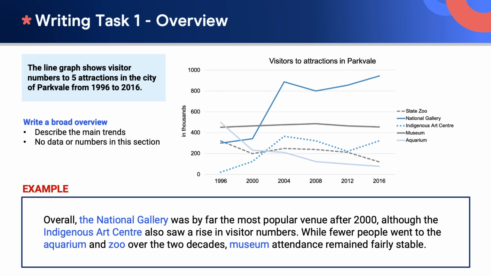Did you notice that the sample mentioned all 5 of the attractions? For a good score for task achievement, it is essential that all elements are mentioned. If you run out of time to go into detail about every attraction in the next section, you have at least made mention of them here.